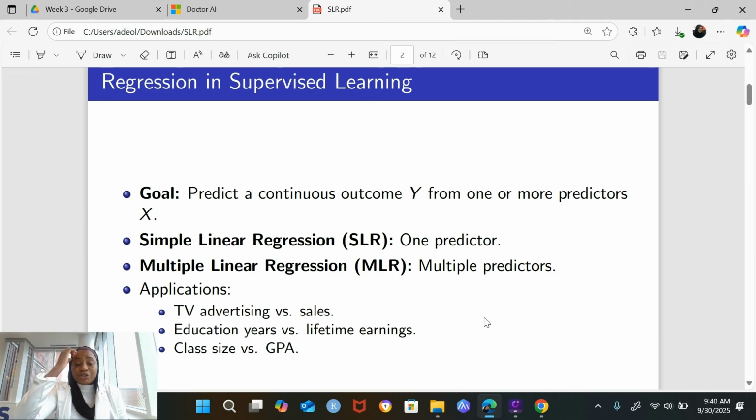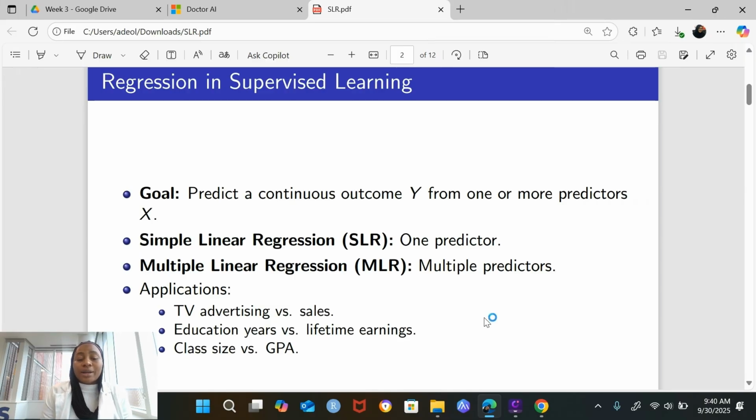Now, application wise, we can look at TV advertising versus sales. We want to know whether the outcome variable in this case, which is the sales, can be influenced by the advertising techniques that you are using on the TV.